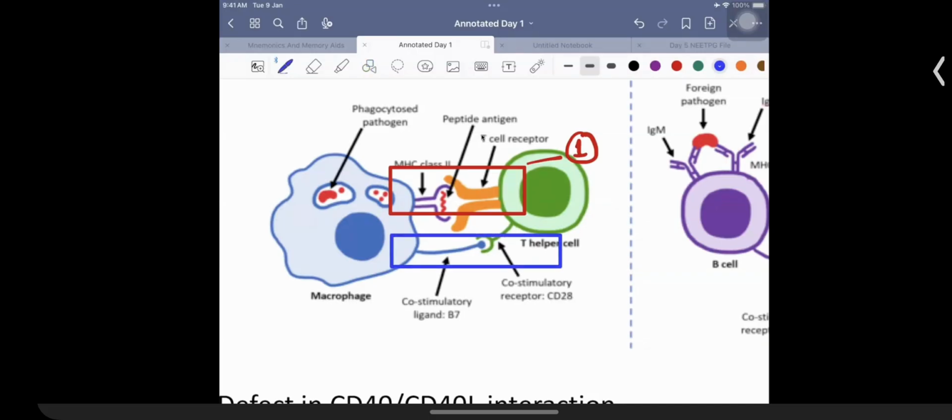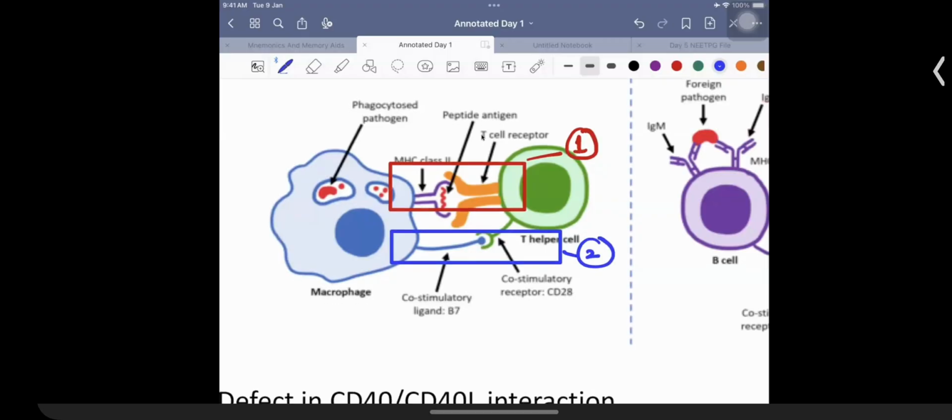You also require a second signal, which is given the name of signal 2. What is signal 2? Signal 2 is basically the co-stimulatory signal. So we discussed the fact: what is the co-stimulatory molecule on the surface of the T cell? The co-stimulatory molecule on the surface of the T cell is CD28. How is it going to interact?